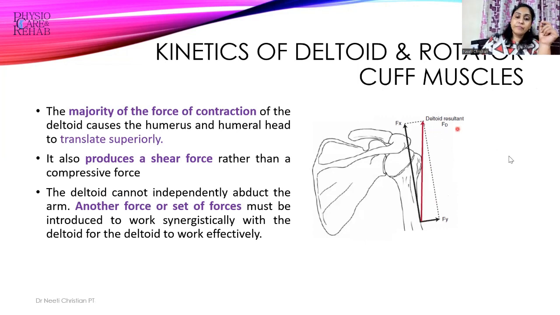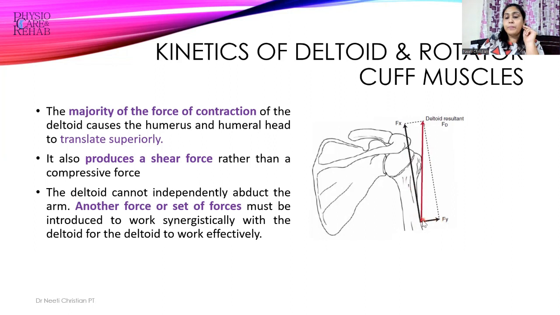To elevate the arm, when you do abduction or forward flexion, the majority of the force of contraction of the deltoid is required, and it causes the head of the humerus to translate superiorly. In this image, you can see the deltoid resultant giving a force. Here you can see Fx, which is a translatory force, and Fy, which is the rotatory component.